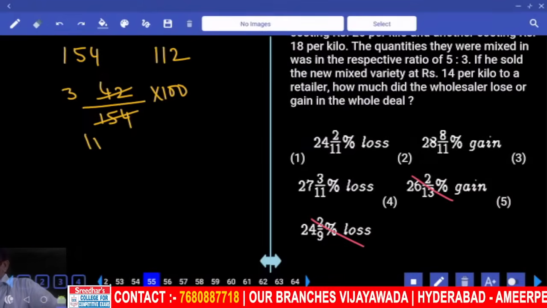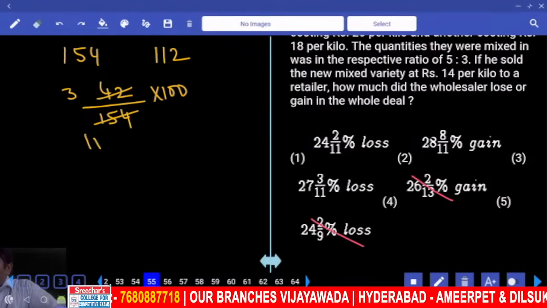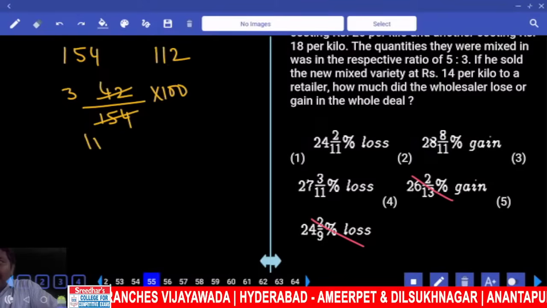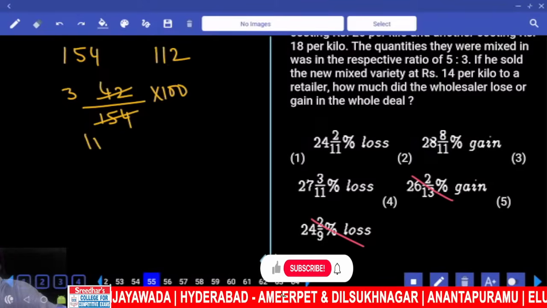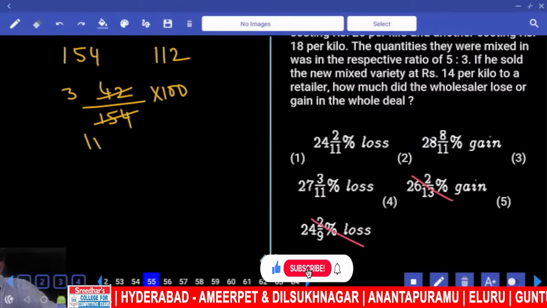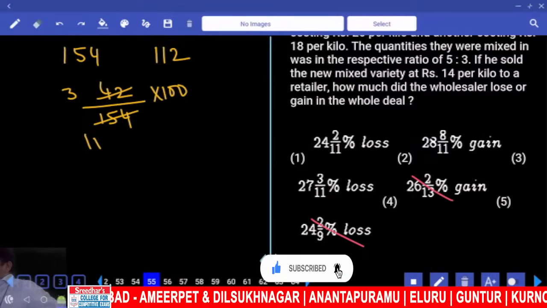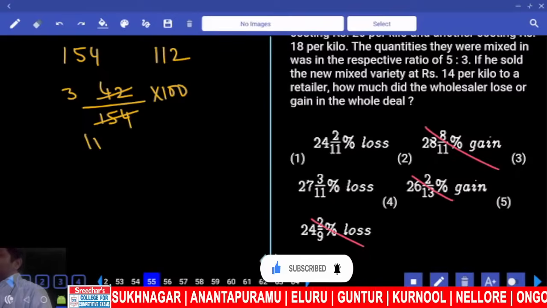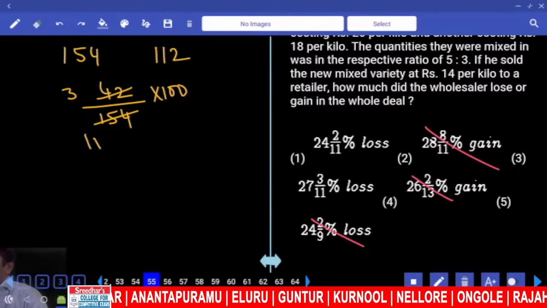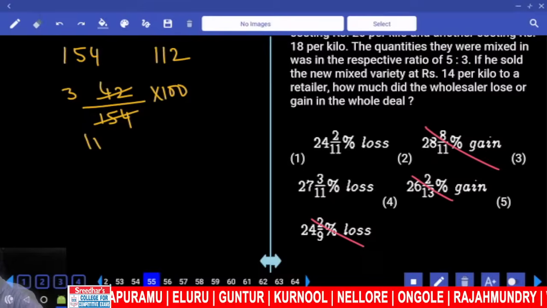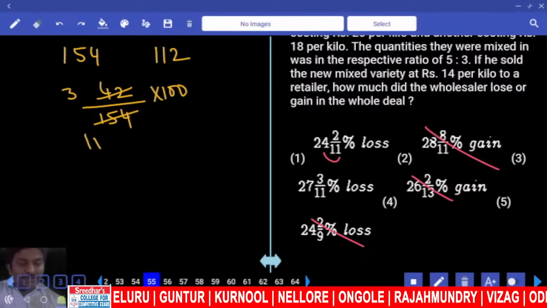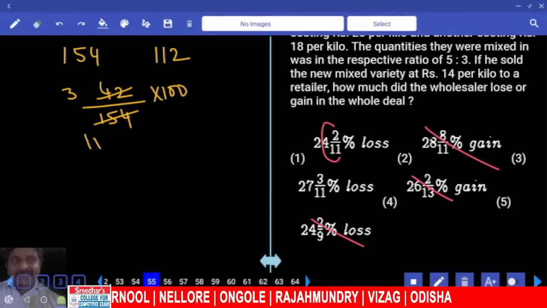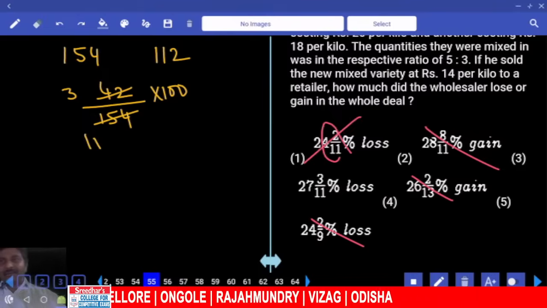Already eliminated. Come on. The second option also can be eliminated. Why? Because that is a gain and we are getting a loss. So eliminated. Look at our numbers now. The numerator is 3 into 100, 300, ending with 0, right? 1 into 4, 4 plus 2, ending with 6, right? Can this be your answer? No. Third is final.